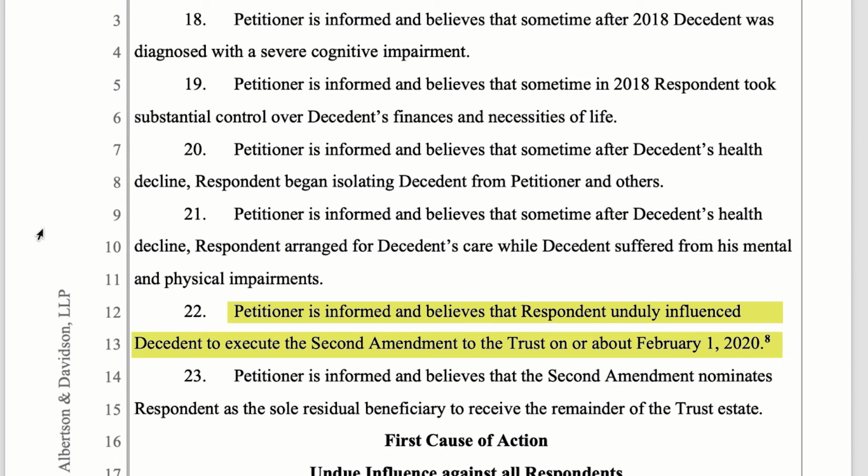But then there's a paragraph where we say the Second Amendment is invalid due to undue influence, and that's where the response might say we disagree with that and we deny that there was any undue influence. And that's pretty much it. You really don't need more than that in a response, and that's what the response is going to be. Remember, the petition and the response really are just the starting point. It's where the games begin. And so you don't have to say a whole lot in either one of those documents.